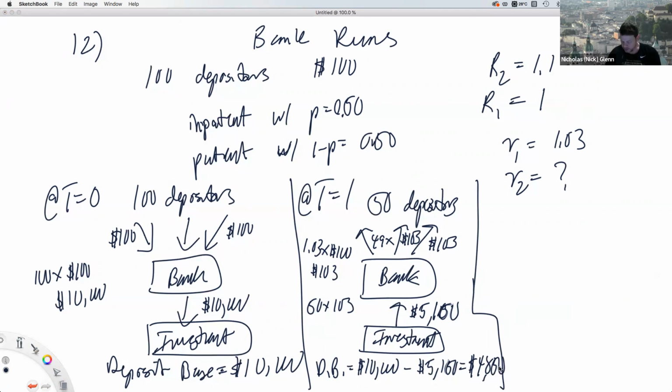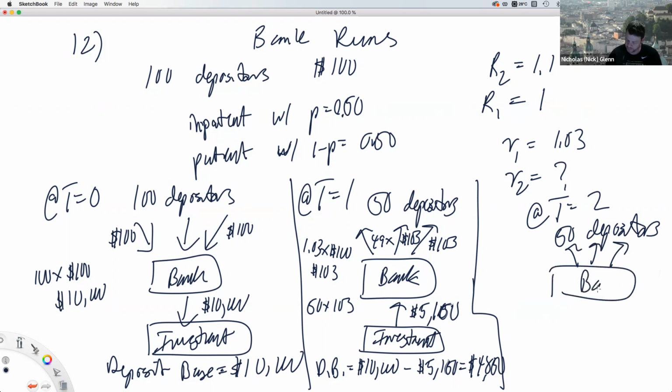Now this 4,850 will pick up interest because it's going to remain in the investment until it fully matures. This will tell us how much these patient depositors, the remaining 50, are going to get from the bank. The bank pulls the remaining money from the investment. Since they're competing in a perfectly competitive market with other banks, they keep offering better and better rates until they earn no profit. So the bank pays out every bit of the remaining money to these remaining depositors.